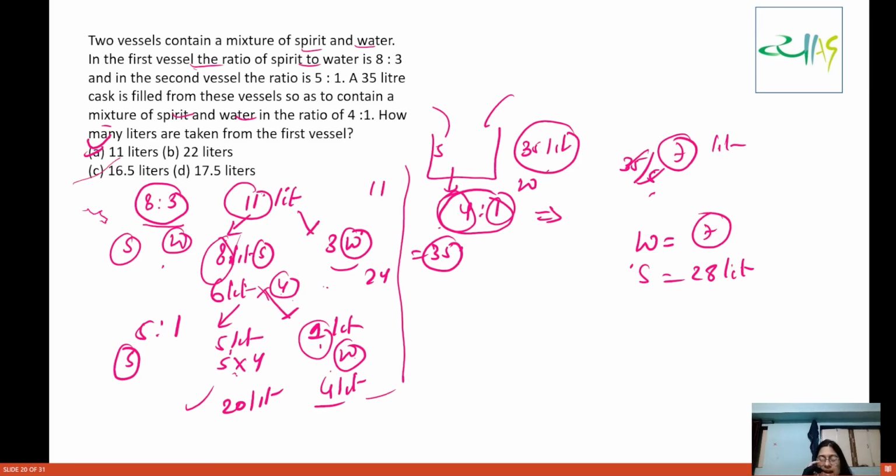See, if you are trying to take 22 liters from here, then you will be having 16 liter of spirit. But you have 28 liter of spirit, and because this is a factor of 5, 12 will not come. So that is why we did not take 22. That is why we took 11 only, because that will make our calculation feasible.